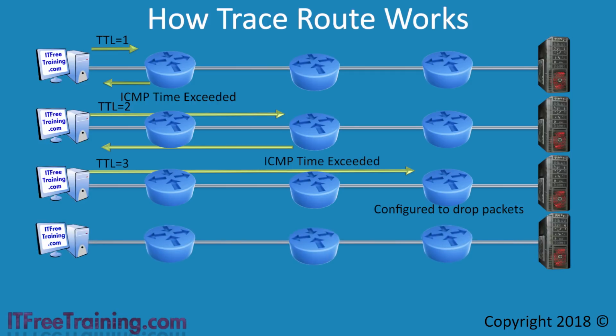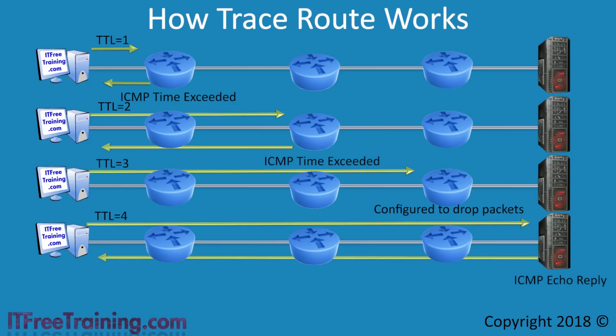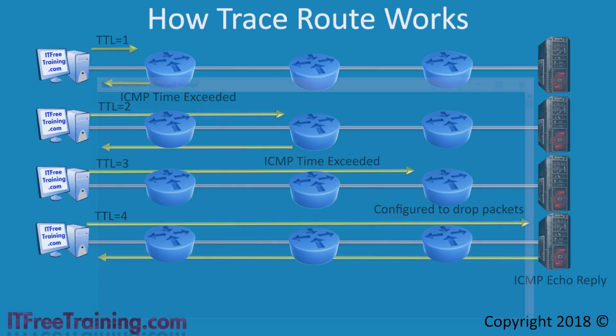The last step is to configure the time to live as 4. This time the server will respond back with an ICMP echo reply. Traceroute knows that this is the last hop and thus the destination has been reached. You can see how traceroute works, but let's go back and have another look at it in action.